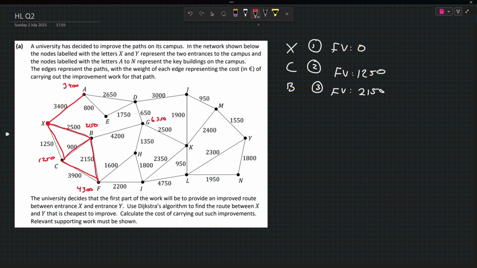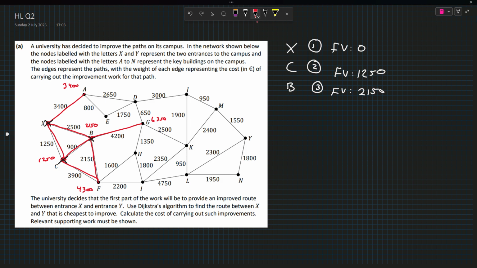I should have labeled these off. So B is labeled off, C is labeled off. Usually I put crosses through. Actually, yeah, I'll put crosses through. So X gets a cross through, B gets a cross through, and C gets a cross through. Okay, so we can't make any more from B. Or I'll actually highlight this.